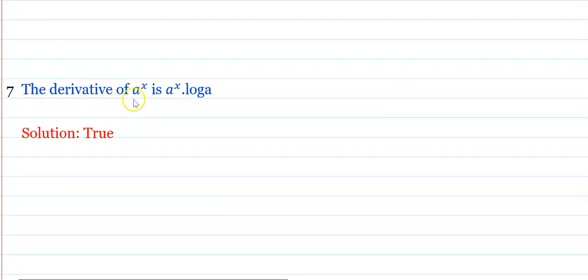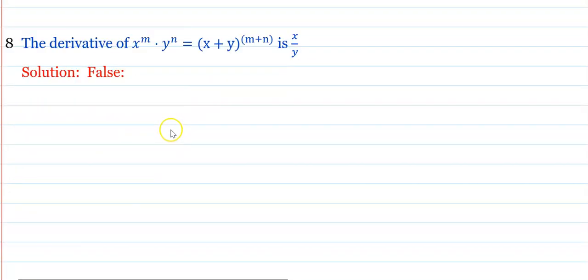Next, the derivative of a raised to x is a raised to x into log of a. Yes, this is the standard result. It's true. Next, the derivative of x raised to m into y raised to n is equal to (x plus y) raised to m plus n, is x upon y. It is not x upon y. It is y upon x. And hence, this is false.